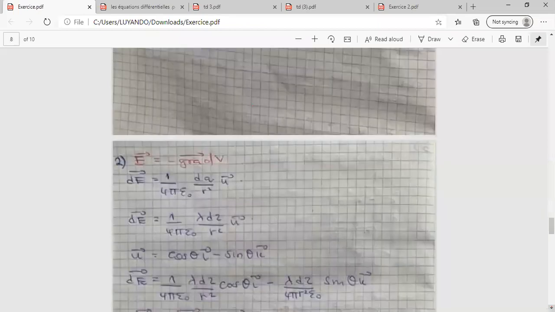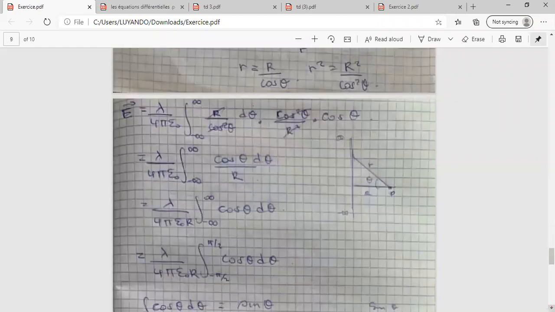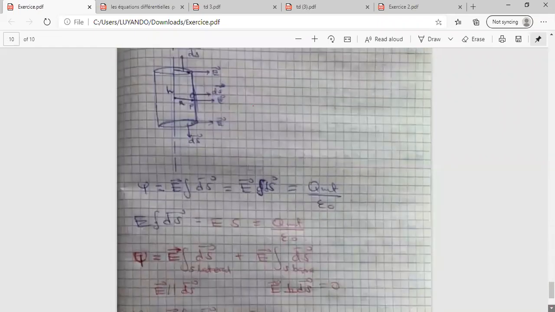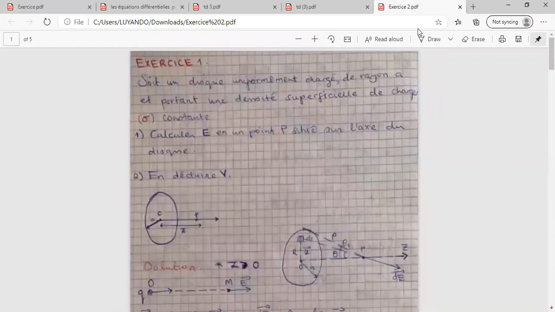So yeah, we'll go to today's, and then probably on Thursday we'll continue or we'll conclude. So today we're trying to find, we have a disk uniformly charged with radius A that carries the surface charge density, which is constant. And they're telling us to calculate E and calculate V.